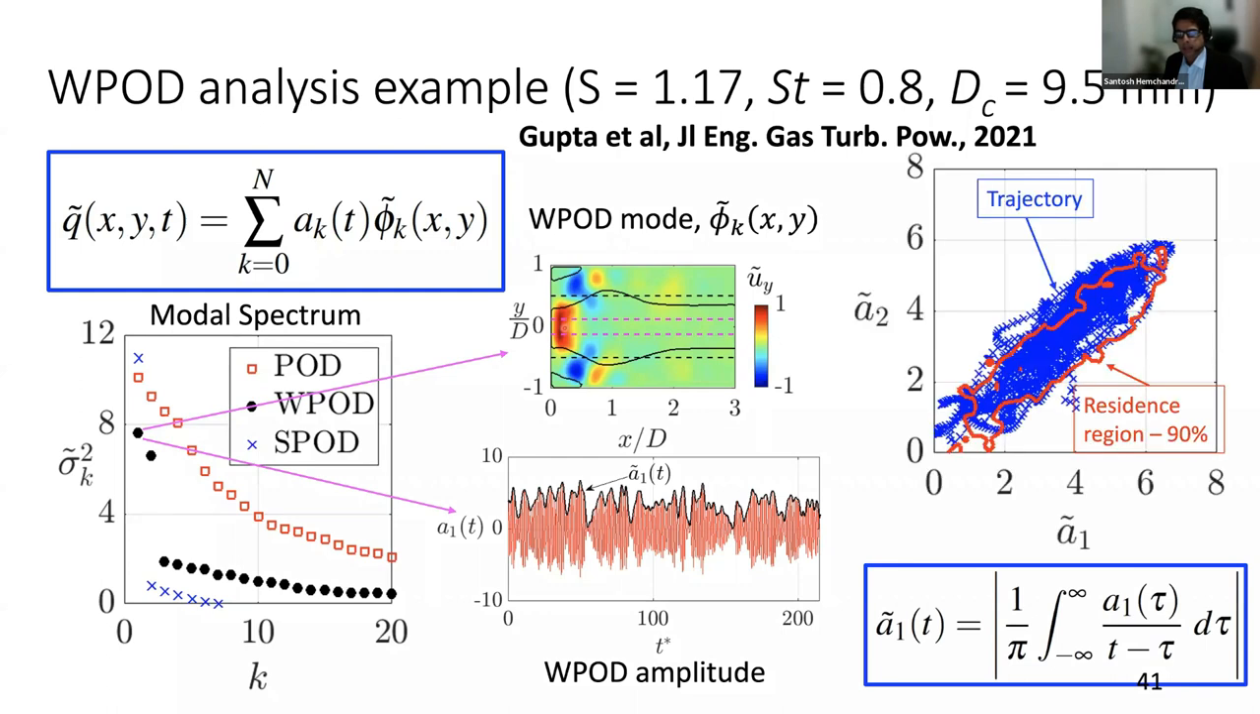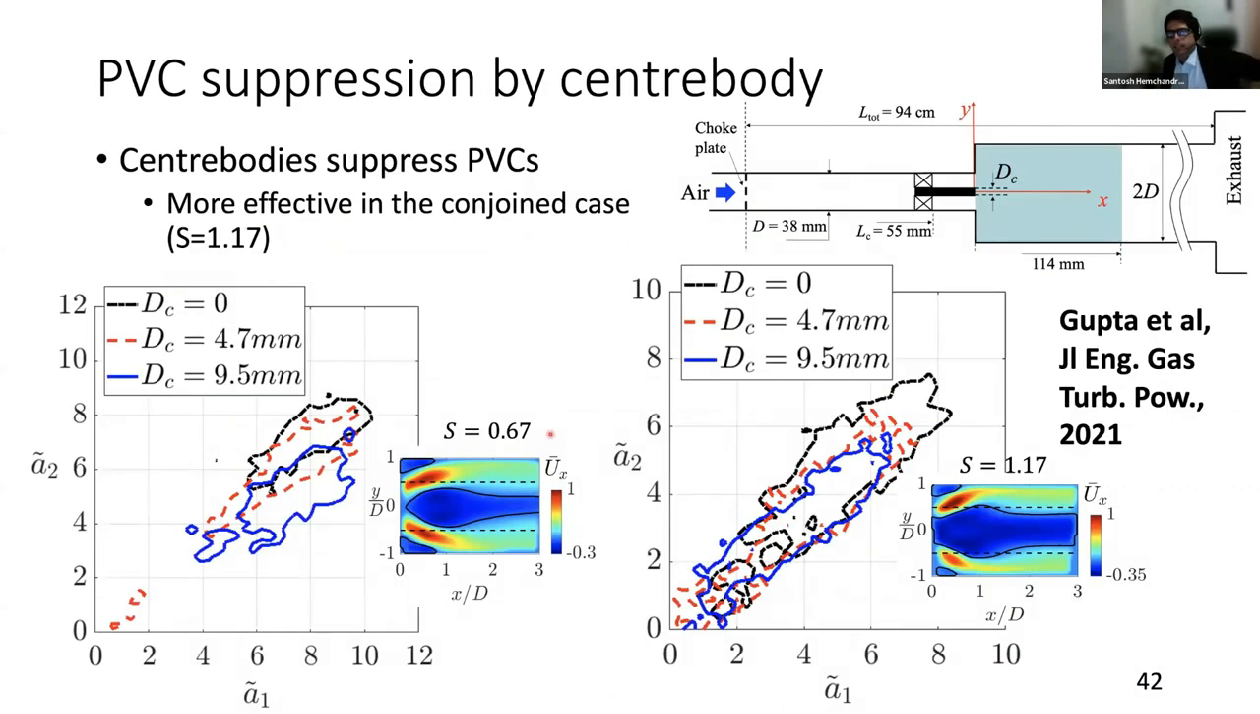And then if we ask, what effect does the center body have? Now, what is plotted in this graph is essentially a region that shows where the amplitude of the PVC is comprised of two modes. And what this plots is essentially the region where the instantaneous amplitudes of these two modes lie in a phase space spanned by these A1 and A2, which is basically the instantaneous amplitude of these two modes. That's what these contours show.